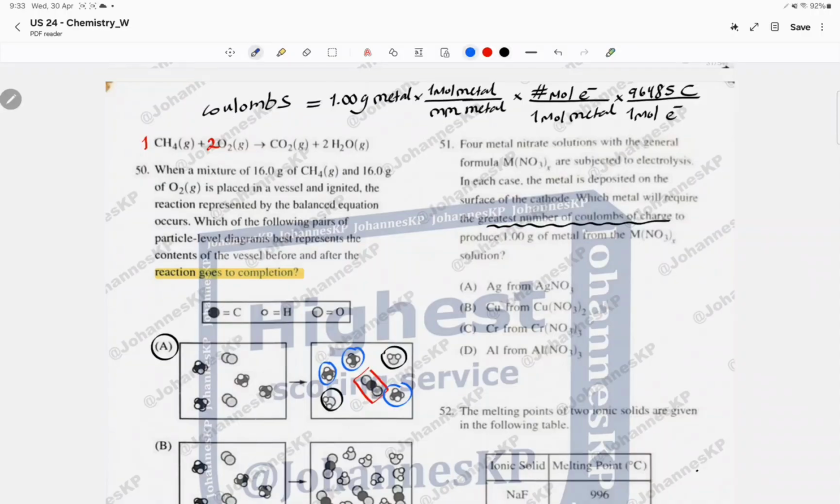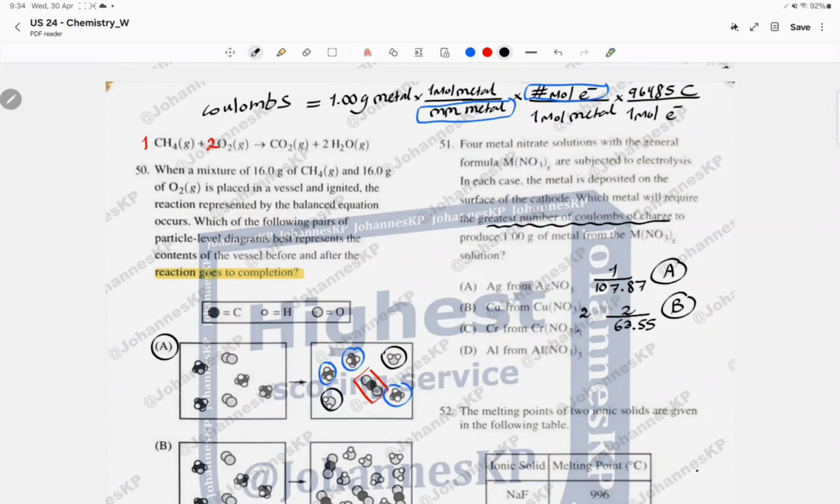So what we can see here is that the number of coulombs will depend inversely on the molar mass of the metal and directly on the moles of electrons. Okay, so let's start with Ag. Ag has what charge? Plus 1. So 1 over the molar mass of the Ag, which is 107.87. That's for choice A. For choice B, the charge of the Cu is 2, so we're going to put 2 over the Cu's molar mass, which is 63.55.